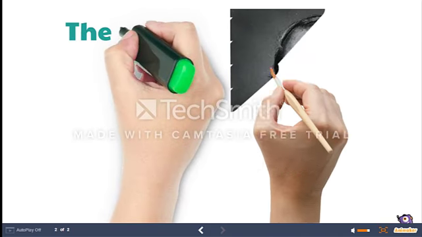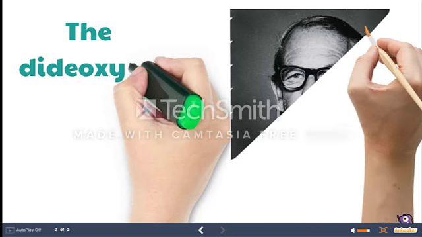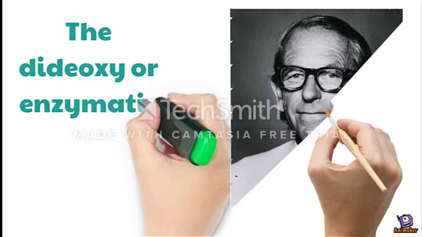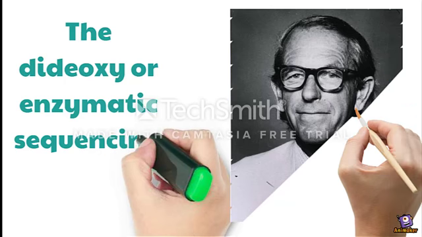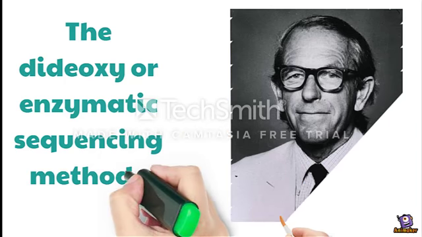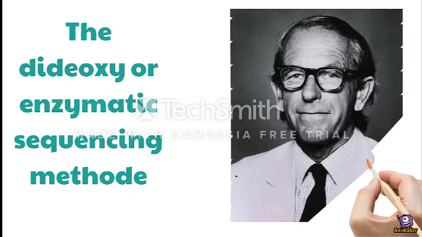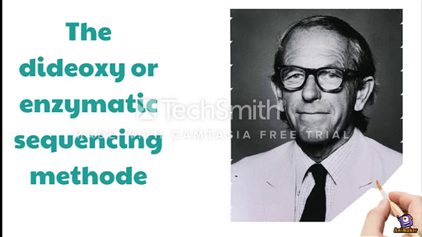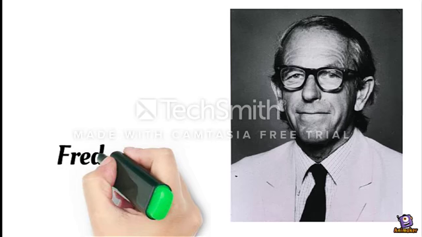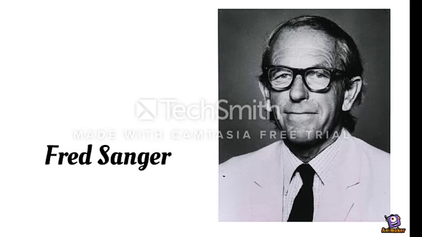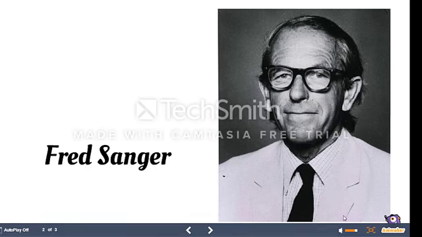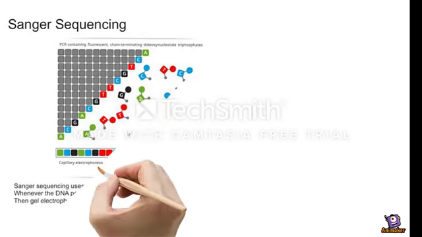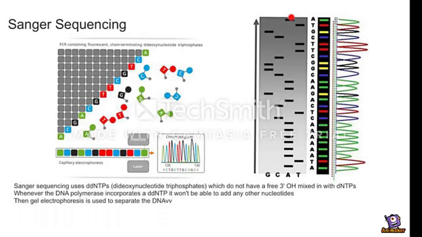Another method was created by Fred Sanger and Alan Coulson, also called the dideoxy or enzymatic sequencing. In this method, the enzymatic synthesis of DNA strands terminates in a modified nucleotide. The enzymatic method has now almost completely replaced the chemical method as the technique of choice, although there are some situations where chemical sequencing can provide useful data to confirm information generated by the enzymatic method.